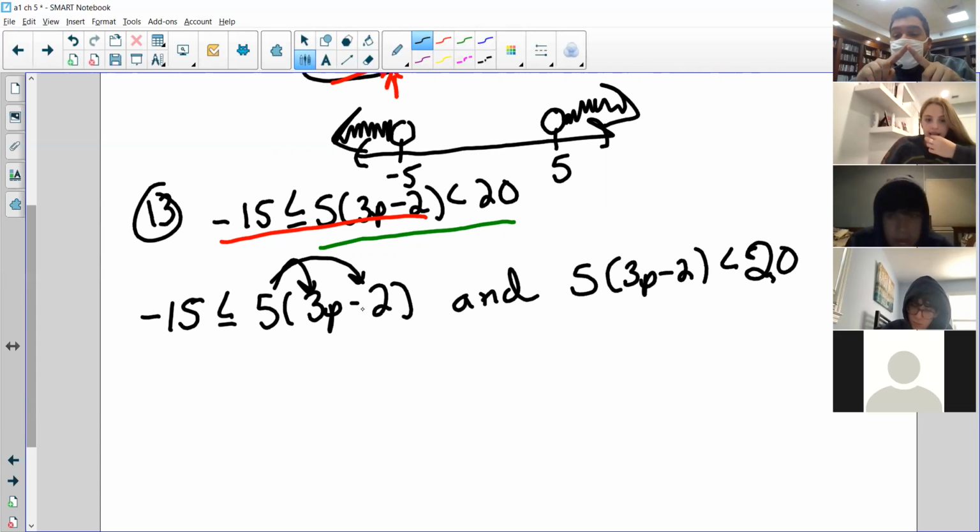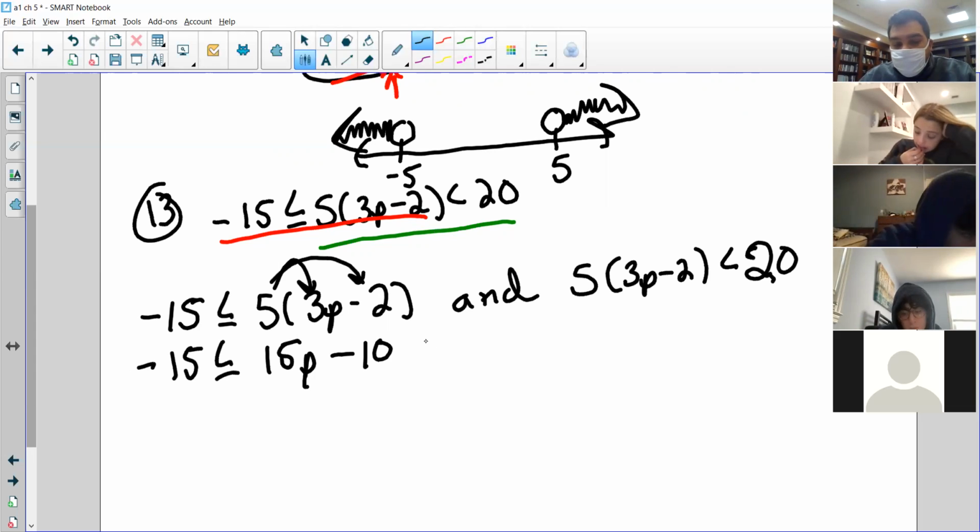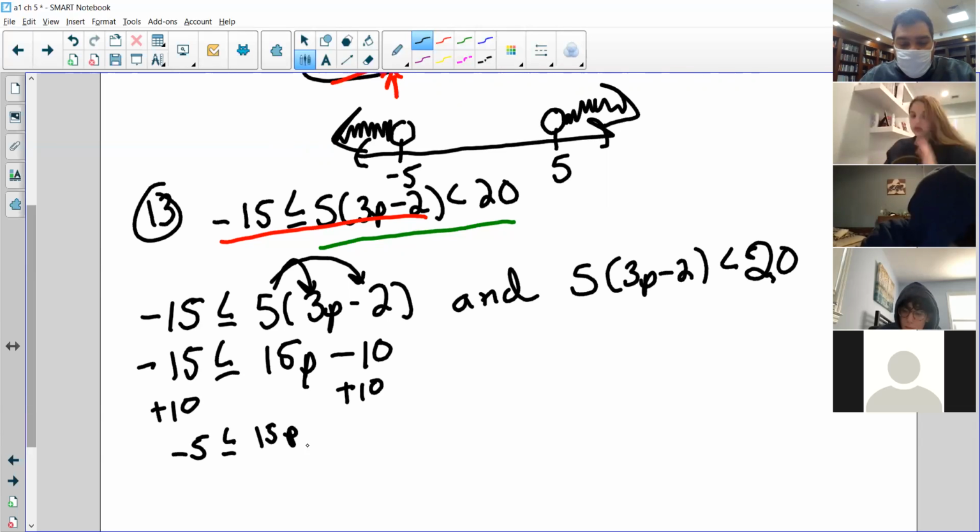Let me just be clear. You should split it first before you do any math. You would not be wrong if you distribute first, then split, but you want to split it first before you do any math, just in case, because you don't want to make a mistake. So negative 15 is less than or equal to 15p minus 10. I add 10 on both sides. Negative 5 is less than or equal to 15p.